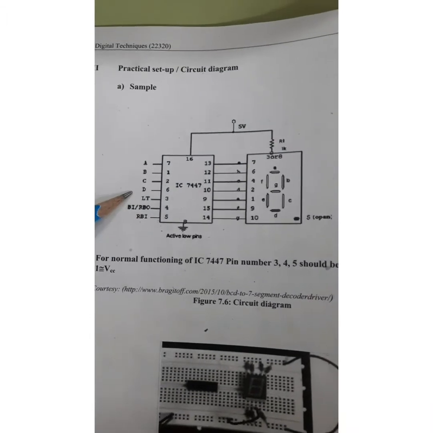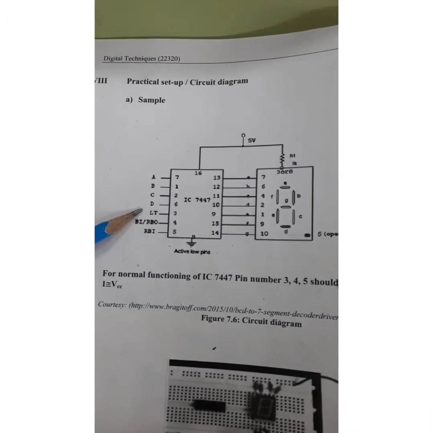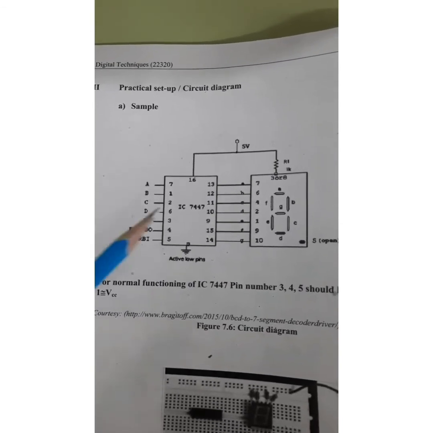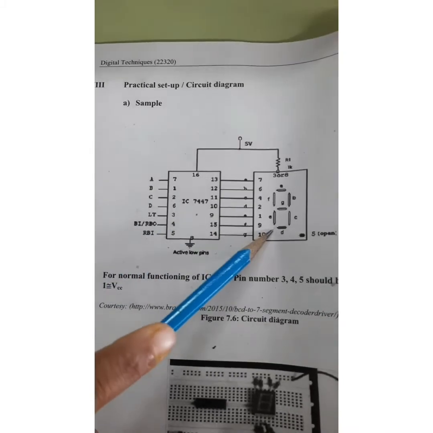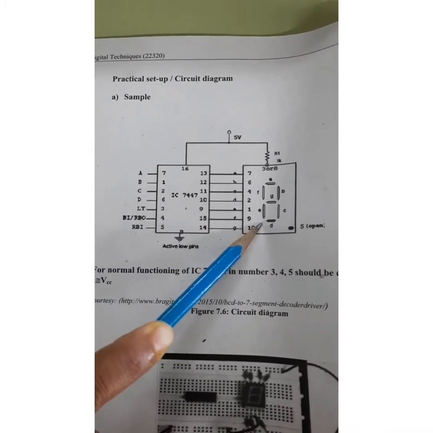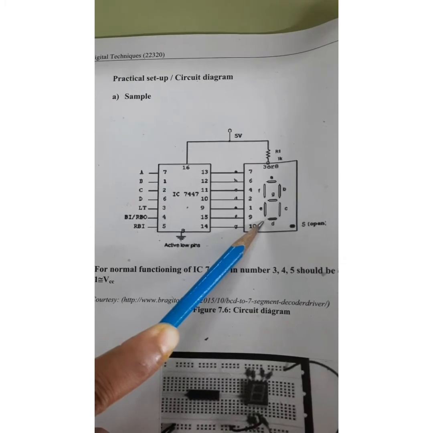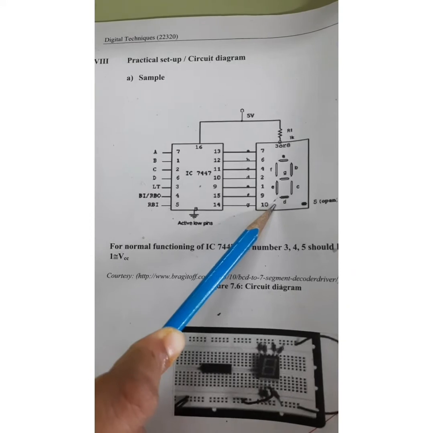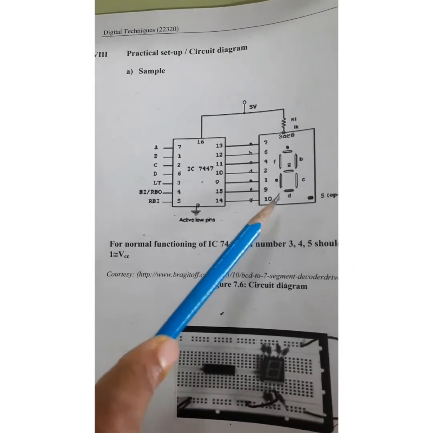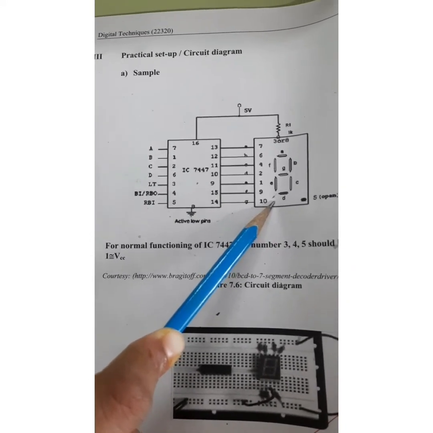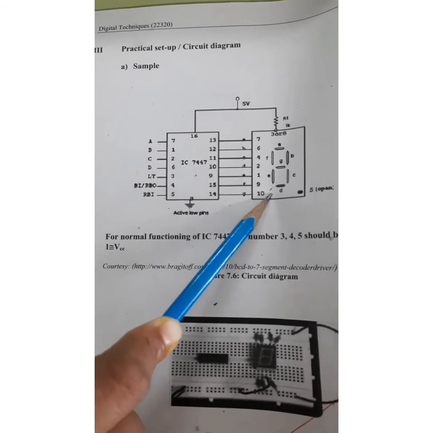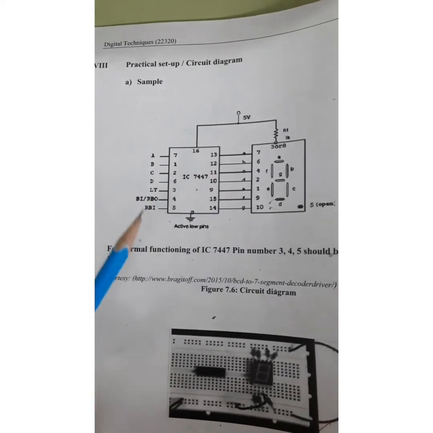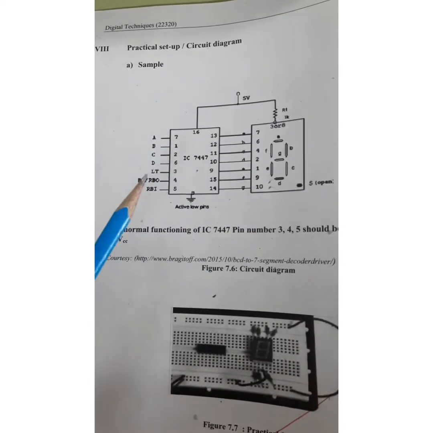This is the overall circuit diagram of the 7447 BCD to 7 segment decoder. Here this is the 7447 IC, and this is the 7 segment display. Now we have already studied about 7 segment display. There are 2 types of 7 segment display, one is common anode and the other is common cathode. The display which we will be using in our laboratory for this experiment is the common anode type 7 segment display. This is the overall connections which I have taught you.